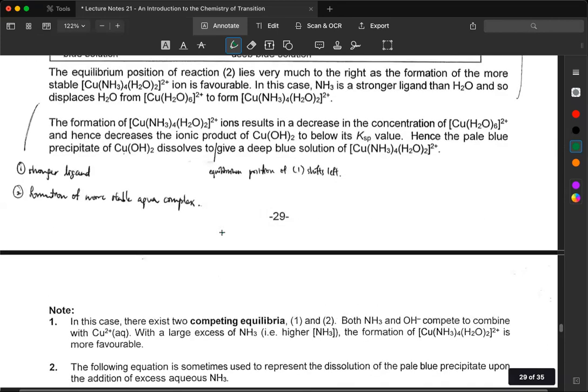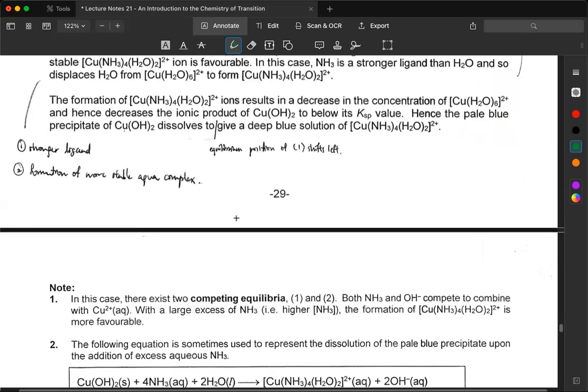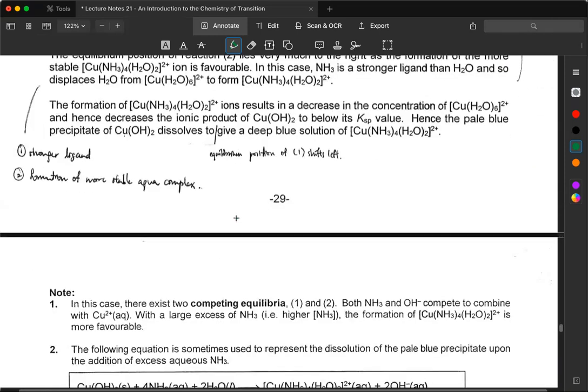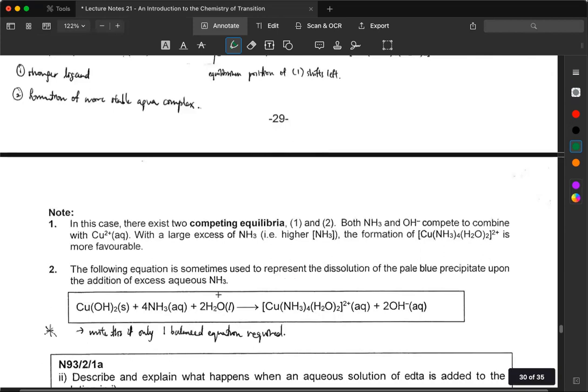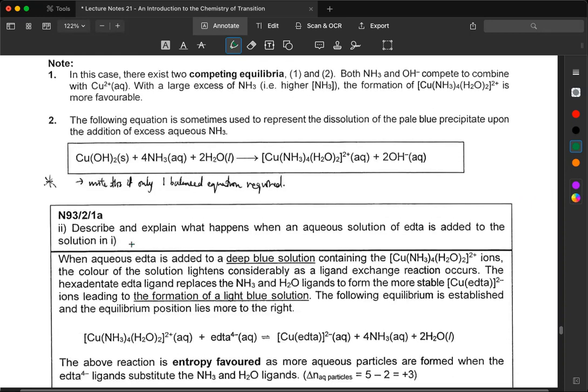Okay. So in this case, there exist 2 competing equilibria, 1 and 2. Both NH3 and OH minus compete to combine with Co2 plus. But with so much excess ammonia, the formation of this complex is more favorable than the precipitate. So the following equation is sometimes used to represent the dissolution of the blue precipitate upon addition of aqueous ammonia in excess. So the OH minus comes out in a way. Overall equation, this one.